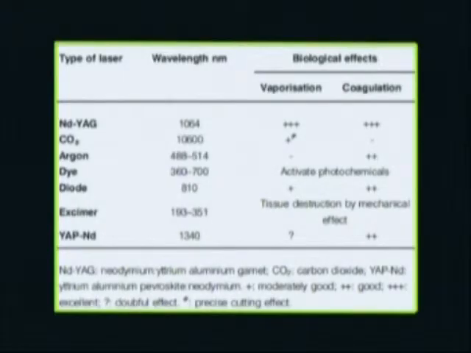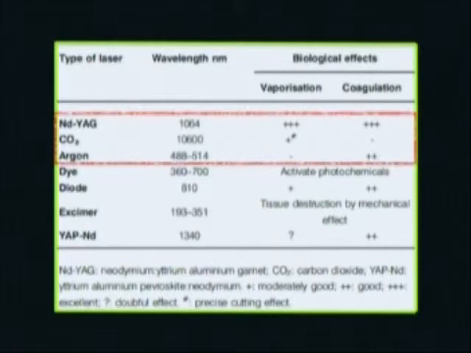And those are the different types of laser that we have around. The ones that we use in the airway are Nd:YAG, CO2, or argon. And the different properties of those lasers are the following. Nd:YAG will vaporize and coagulate, while CO2 will mainly vaporize, and argon will mainly coagulate.